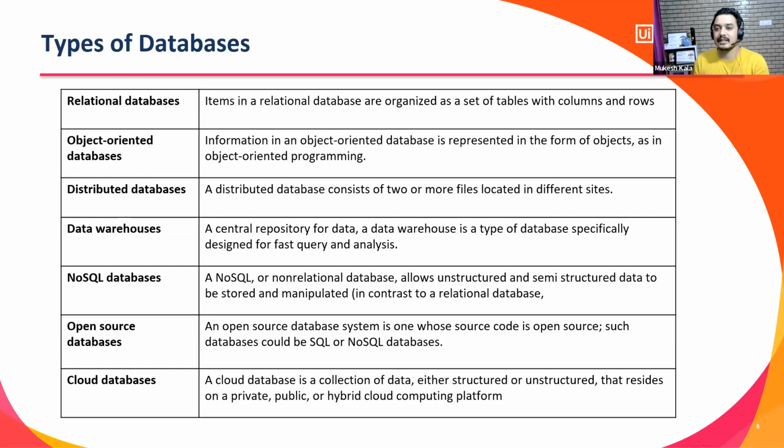where I say that the data is stored in tables in a set of rows and columns. So if I have some data which I can organize in the form of a table, rows and columns, I would say that it is a relational database. The next kind of database is the object-oriented database, where instead of data being stored in tables, it is stored as objects. Then you have something called a distributed database, where the database consists of two or more files located at different sites, right? Distributed database.